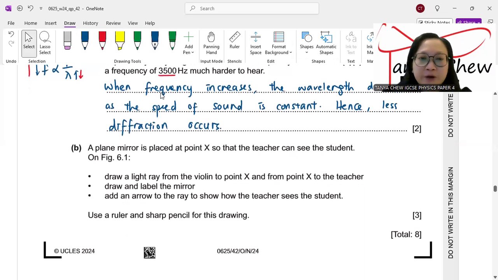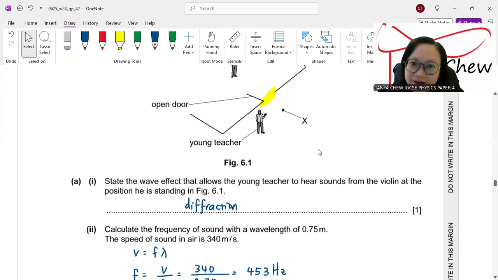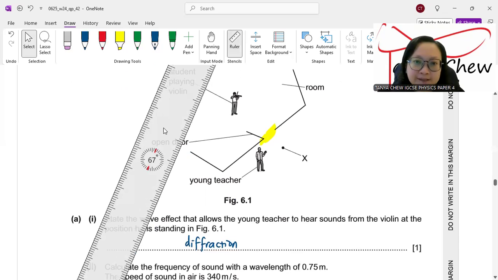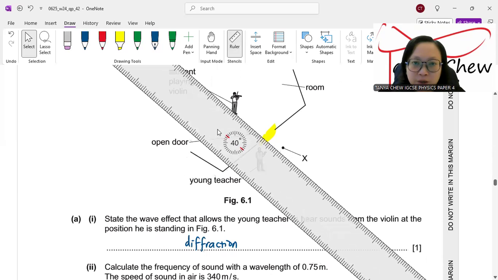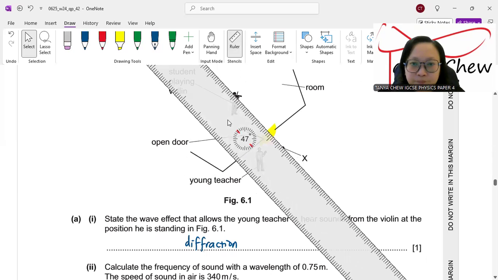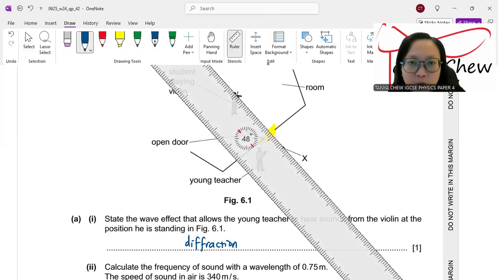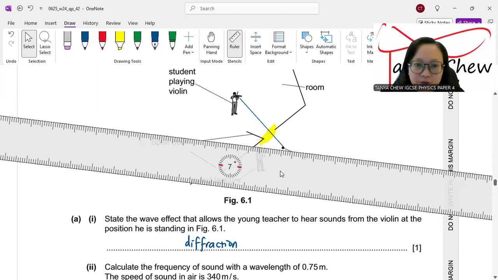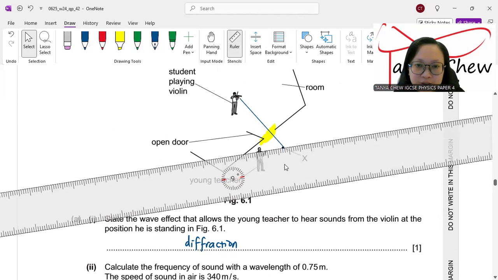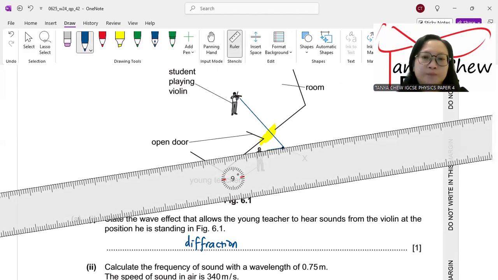Now B, a plane mirror is placed at point X so that the teacher can see the student. On figure 6.1, draw a light ray from the violin to point X and from point X to the teacher. I am going to draw it right now. So violin to point X. Okay, let me shift my ruler a little bit. Where are you, violin? Okay, this is here. Violin. Okay, towards point X. Okay, this is it. Violin to point X, and then point X to the teacher. Where's the teacher? Teacher is here. Okay, teacher, this is you. So towards you. Okay, done with that.